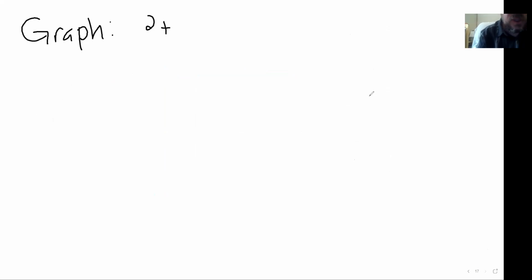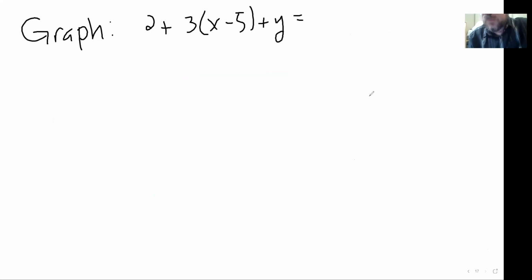Let's say I had a line that was this graph: 2 plus 3 times (x minus 5) plus y equals 2y plus 3x minus 1. So let's say I have that messy thing that I want to graph. I think it's clear from this equation that it is a line. Everything's first power, we've only got the two variables, and we're not doing any square roots or trig or anything weird like that. So let's simplify this and see what we get.